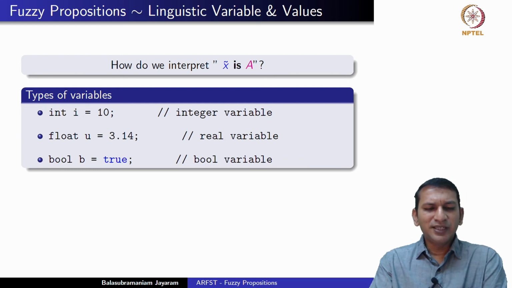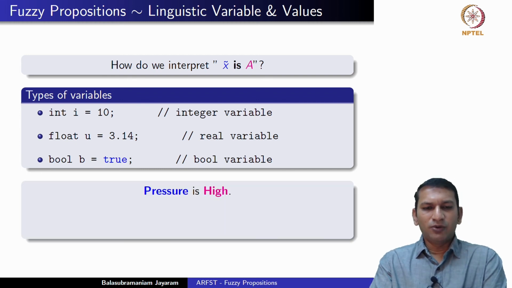Anyway, the point is you have a variable, and the moment you declare that variable to be of a particular type, it knows that it can only assume values from the corresponding domain. Now, let's consider this statement. Pressure is high. It is much like a specific case of x tilde is A. So high is A, a fuzzy set defined on an appropriate domain, and pressure is x tilde.